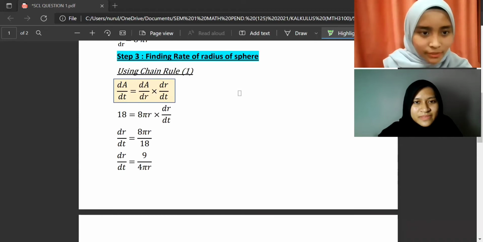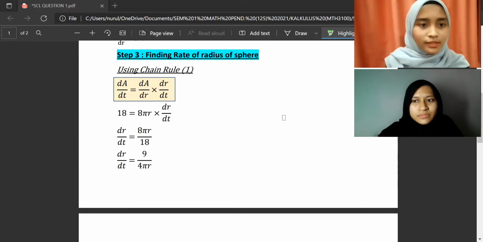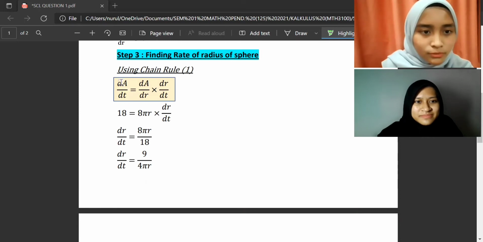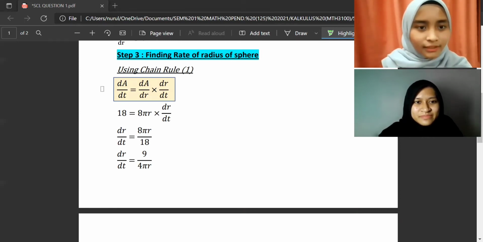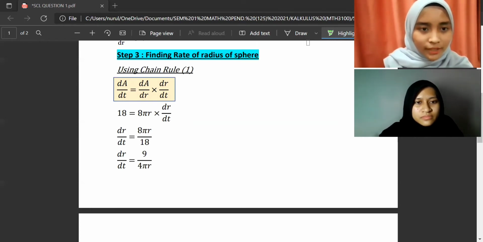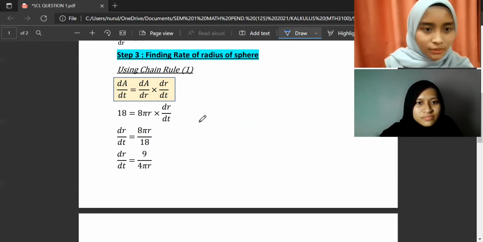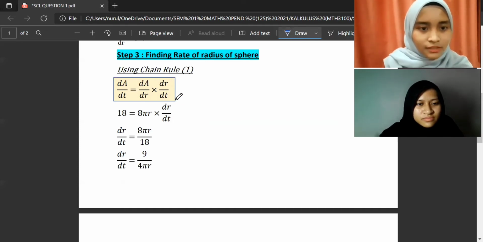Okay. From step 3, we can see the formula is dA over dt equals dA over dr times dr over dt. From this chain rule, we can get dr over dt. dA over dt we get from the question, which is 18. dA over dr we get from step 2, which is 8 pi r, times dr over dt. So using the chain rule, we get dr over dt as 18 over 8 pi r, which we can simplify to 9 over 4 pi r.